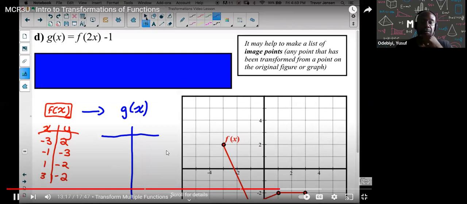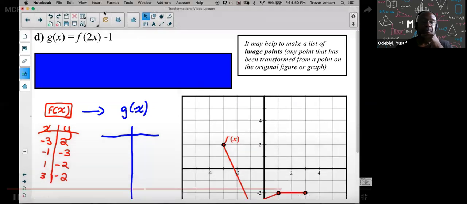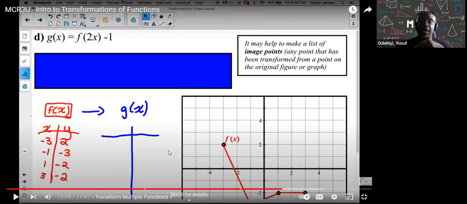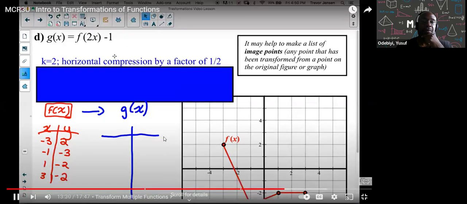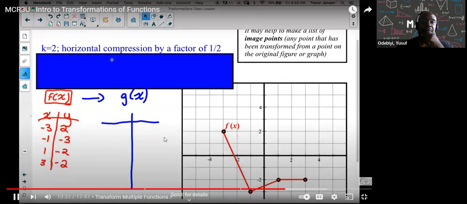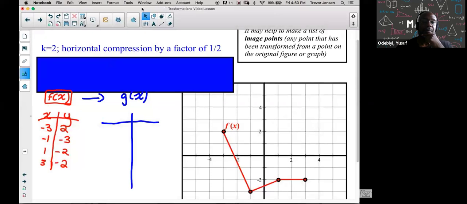So first of all, our parameter k is 2. So a k value of 2 tells us it's a horizontal compression by a factor of 1 over k, so by a factor of 1 over 2. So that's our first transformation: horizontal compression by a factor of 1/2. So that means what we're going to have to do is horizontally compress by a factor of 1/2.